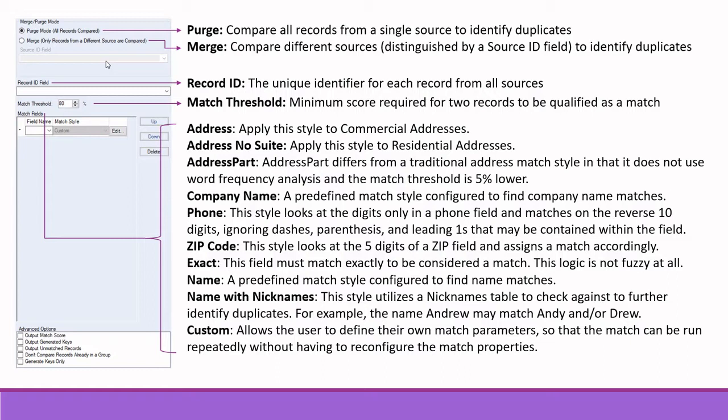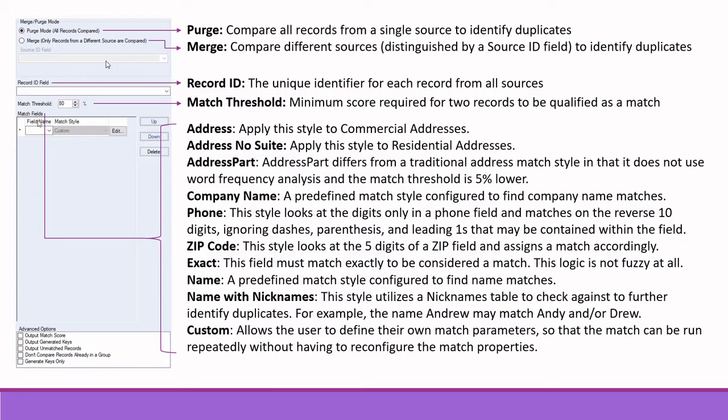Then we have the match threshold over here. So we can see here that it's set to 80%. So this is the minimum score required for two records to be qualified as a match. So once it generates a score, in this case, if the score of the two records is 80%, then it is qualified as a match.